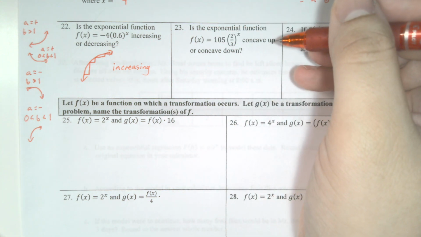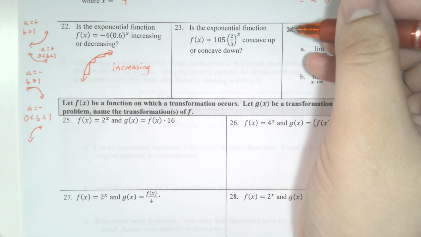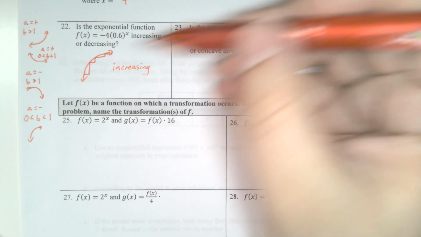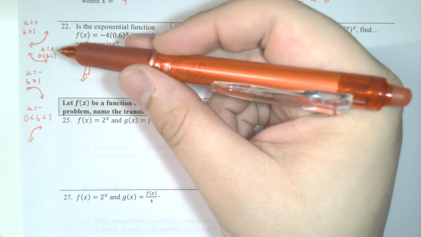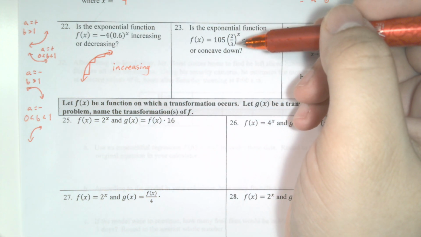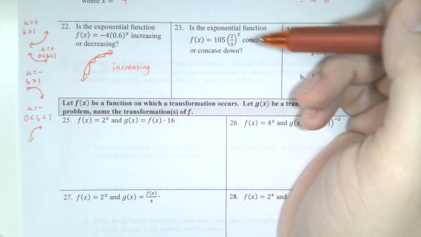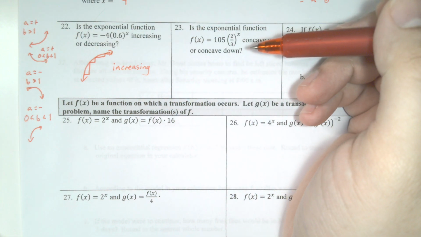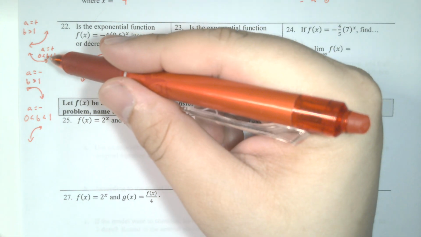Okay, what about this one? Exponential function. First, let's identify what a is. A is a positive number, so we're between these two. And then we have that b is, sorry, not between 2 and 3, it is 2/3. So it is this function.